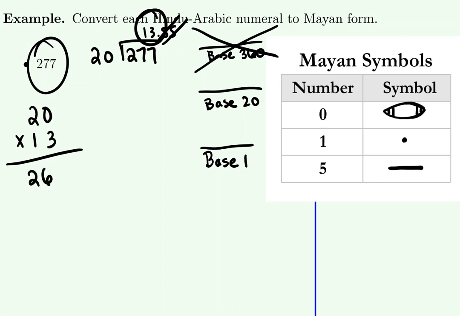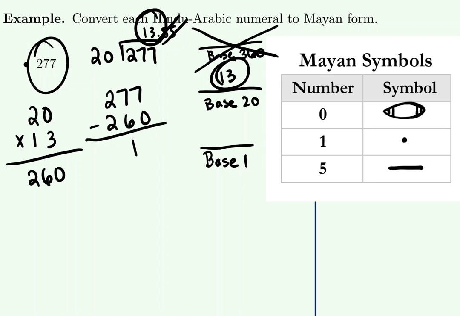and that would be 260. So if we've got 13, which we're going to represent later in Mayan symbols for the base 20, how close would that get us to the answer we're trying to find? Well, we would subtract these to see what remains, and we're only 17 away. Now we've taken care of the base 20.